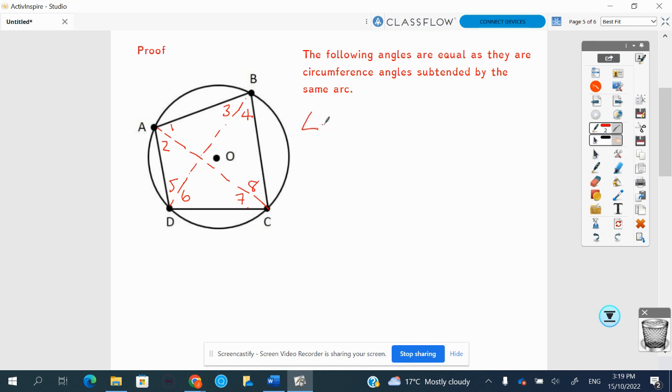So angle ADB, based on this rule, will be equal to angle BCA, so angle 8 here. Why? Because these are both circumference angles subtended by this arc AB, so they are going to be equal to each other. This will apply for pretty much all of the angles around with each of these arcs, arc AD, DC, BD, AB. So I'm going to write the rest of them up now.